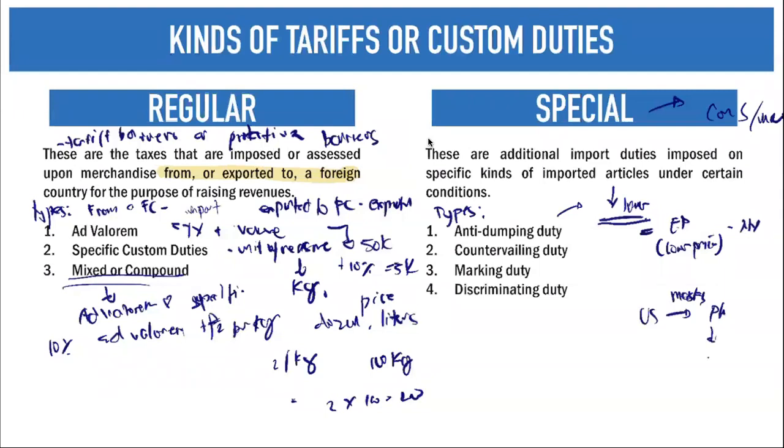In the PH, a mass is worth 5 pesos per piece. Now, since the US will export to the PH, meaning the PH will import the mass from the US, the US only exports that for 50 cents. So there is much difference between the import cost and the normal value here in the Philippines. So what we do, we impose an anti-dumping duty so that we try to equalize the cost of that imported article with the article we have here in the Philippines.